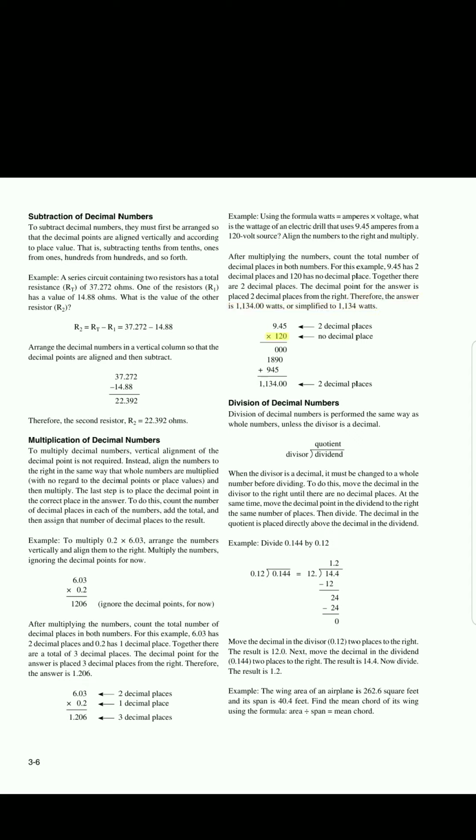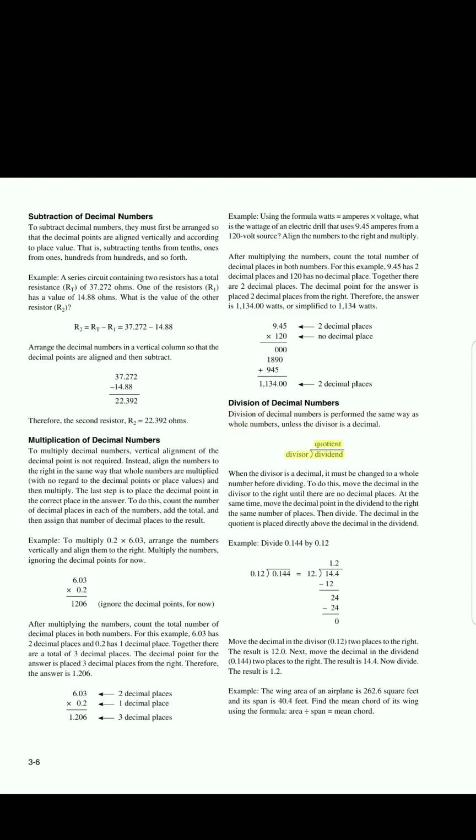9.45 times 120. 2 decimal places, no decimal place. 1890 plus 945 equals 1134.00, 2 decimal places. Division of decimal numbers. Division of decimal numbers is performed the same way as whole numbers, unless the divisor is a decimal.